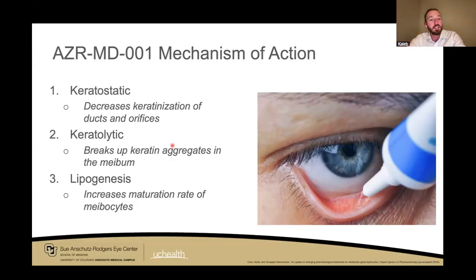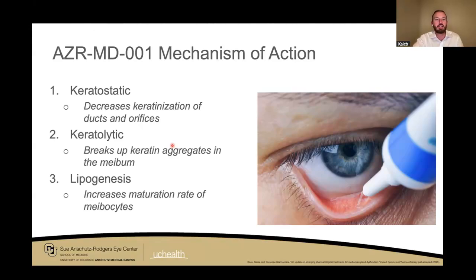It's a keratolytic, so it breaks apart the keratin aggregates in the meibum. When you break up those keratin aggregates, you lower the melting point of the meibum. When you do that, all of a sudden you don't need warm compresses anymore, because the natural temperature of the eyelid is enough to keep the meibum flowing onto the ocular surface. And then the third thing is it has lipogenic effects.